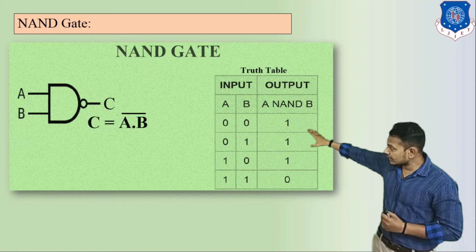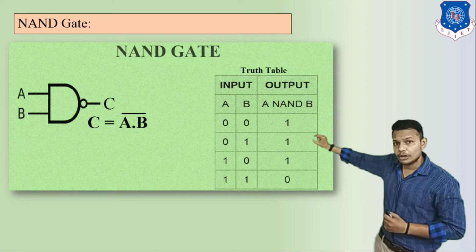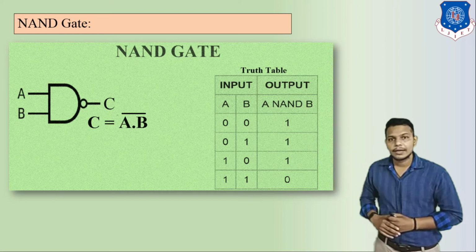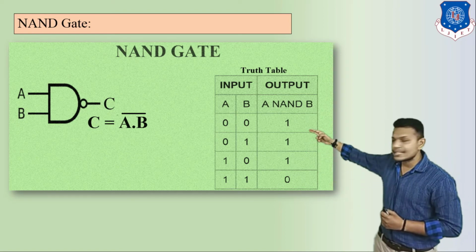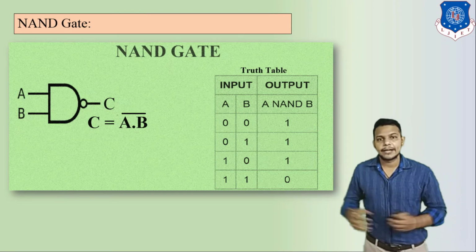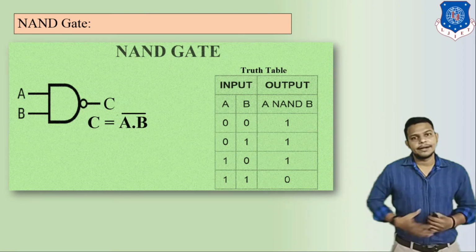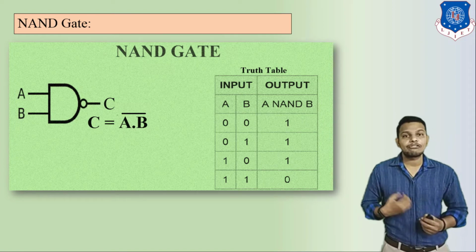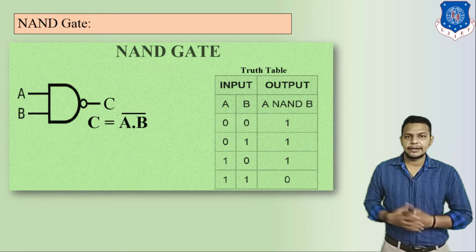How? Here we can see NOT, that means it represents a bubble. So there is a bubble. And AND, that means here we can see this is the symbol of AND. And combined we can make NAND gate. So that is basically the inversion of AND gate is NAND gate.